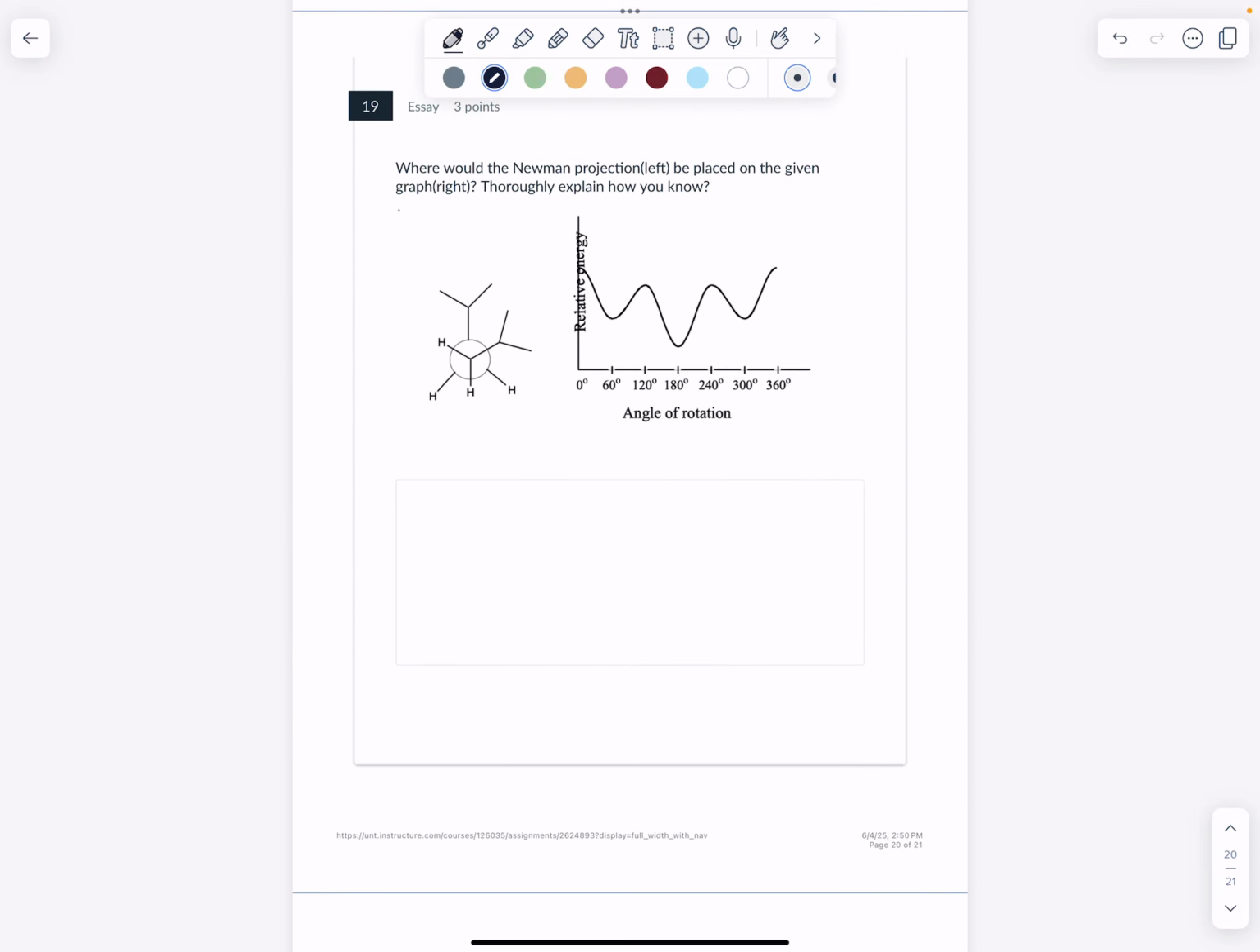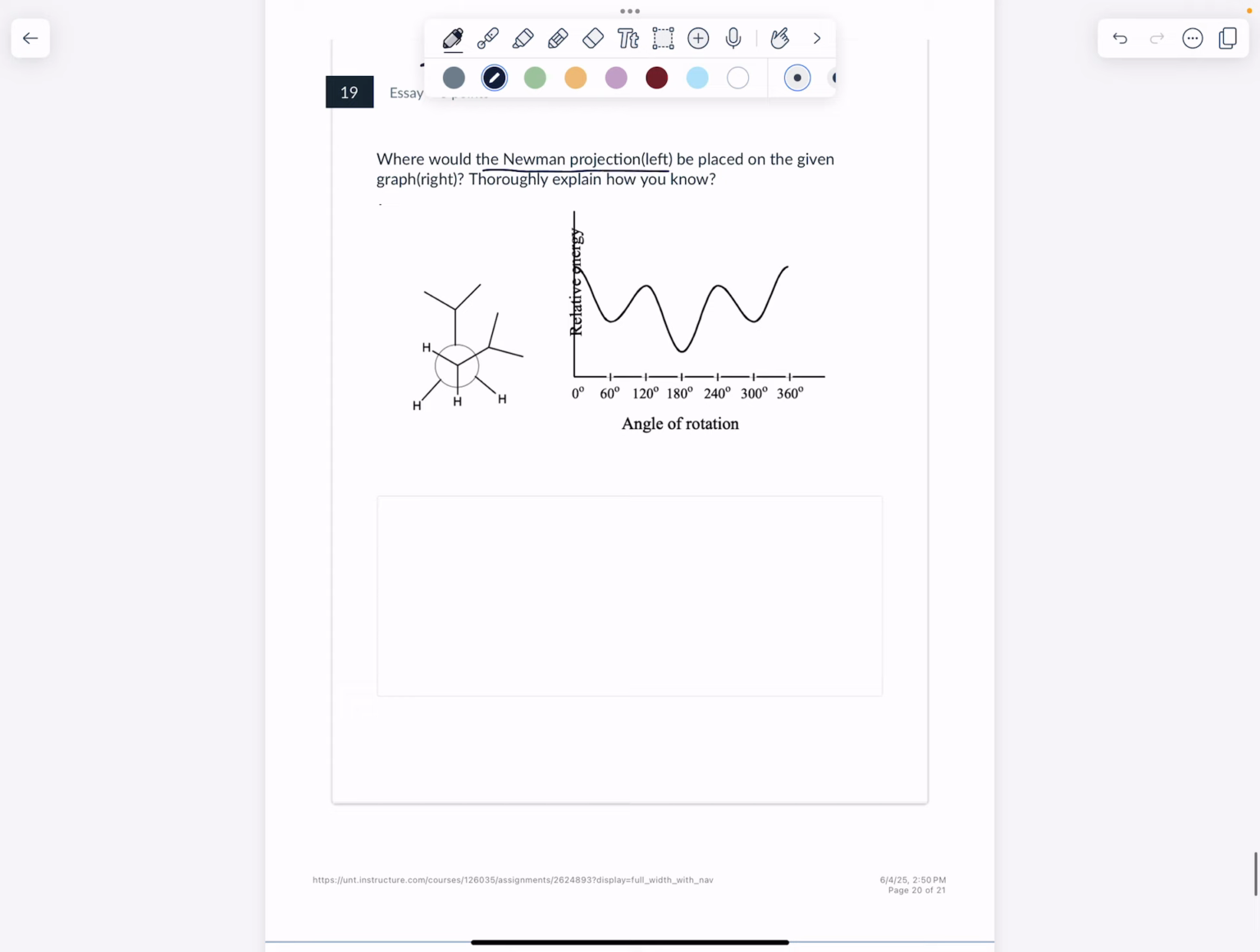Okay, so this question is asking, where would the Newman projection on the left be placed on the given graph on the right? And you should thoroughly explain how you know. So in this, I'm looking not just for your right answer, but communication.